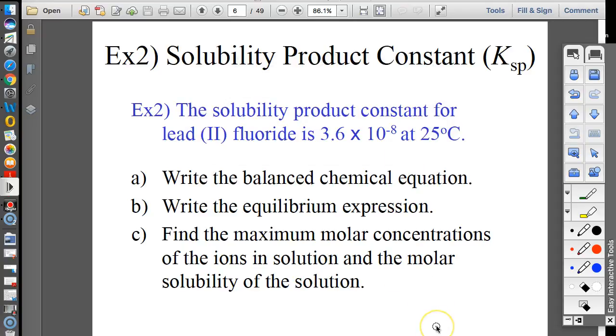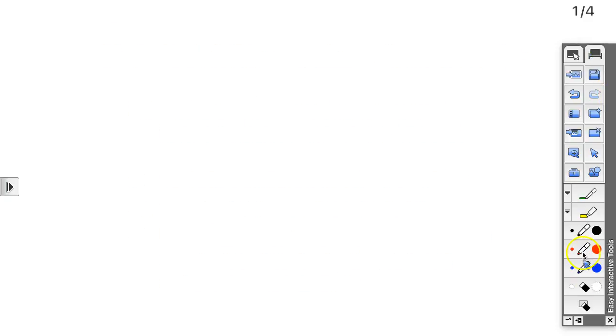So the last question was saying, find the maximum molar concentrations of the ions in solution and the molar solubility of the solution. All right, so let me take you through this. I'm going to go to the big white screen. And the question was saying the molar solubility, right? So let's just make our ICE table. I'm going to tell you some stuff. All right, so I'm going to write my reaction because I don't have it anymore.